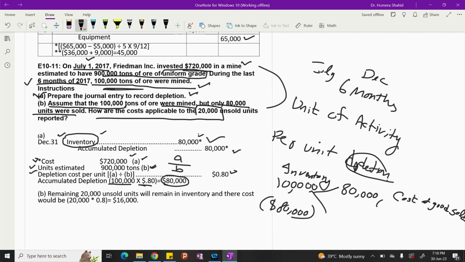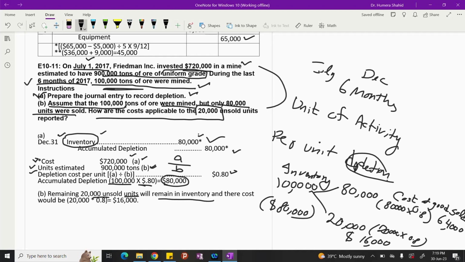I need the dollar amount. 80,000 multiplied by 0.8, so that is 64,000. They ask what is the cost of the remaining unsold units and where it will be. It will of course stay in the inventory account. And what is the cost? 20,000 units multiplied by 0.8, so the cost is $16,000. It will stay in the inventory account until we sell it. So this is what I wrote here. The remaining 20,000 unsold units will remain in inventory and their cost would be $16,000.